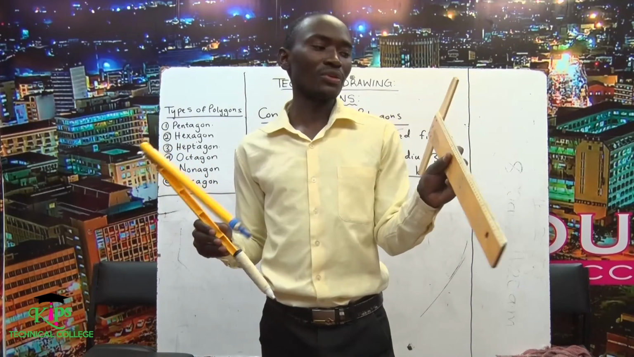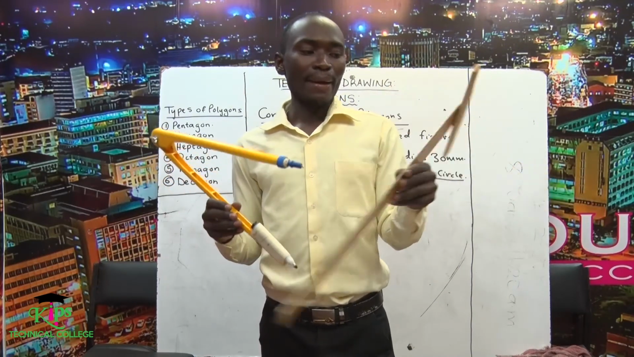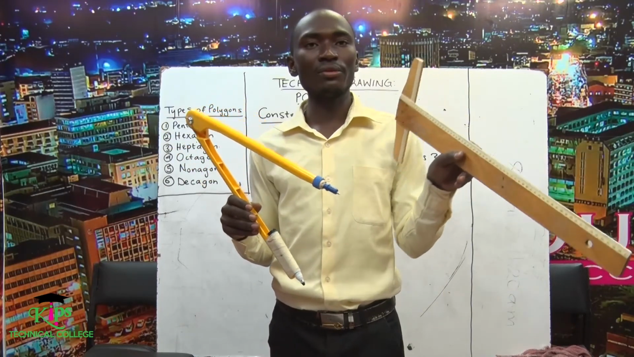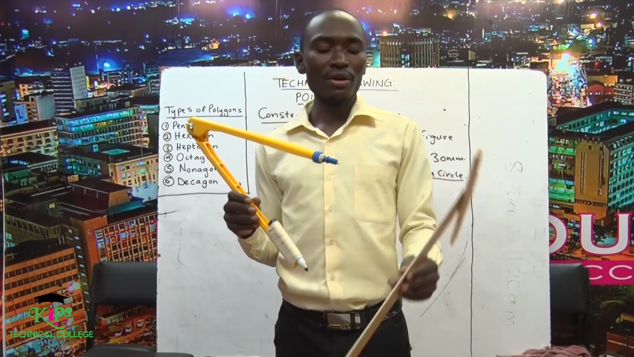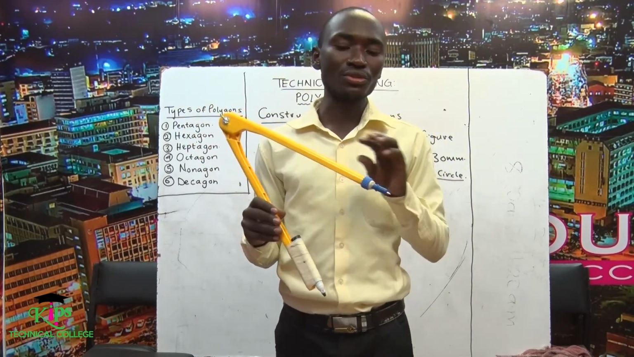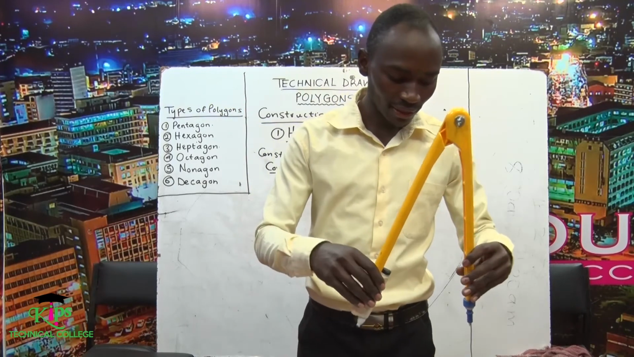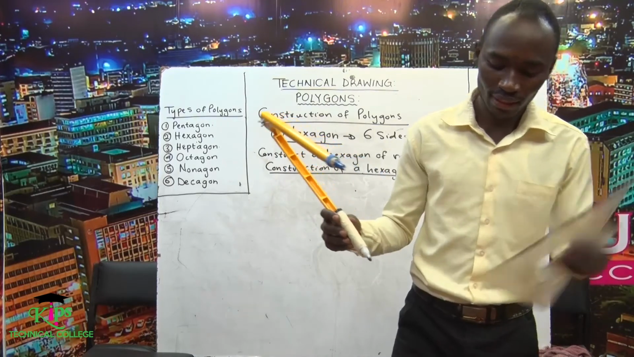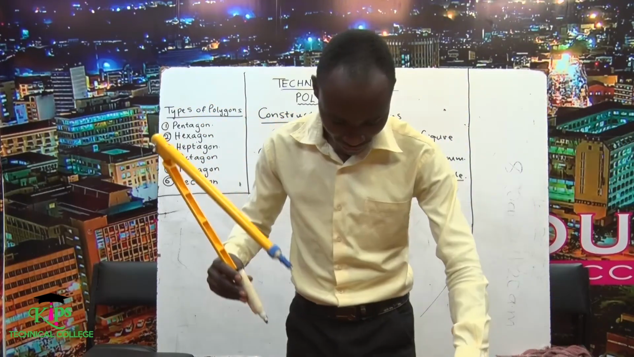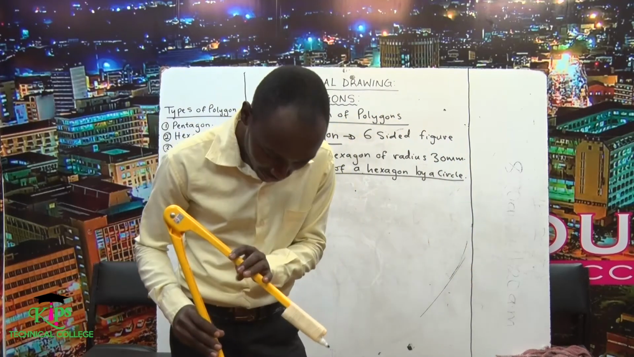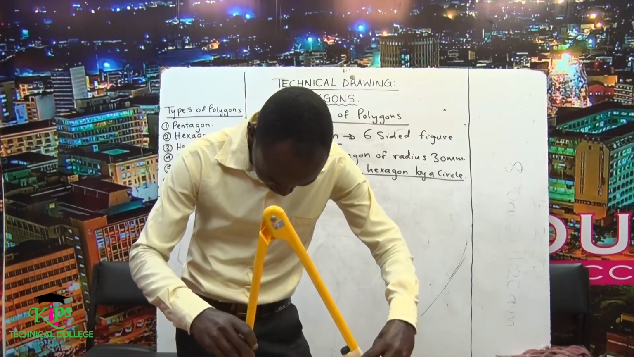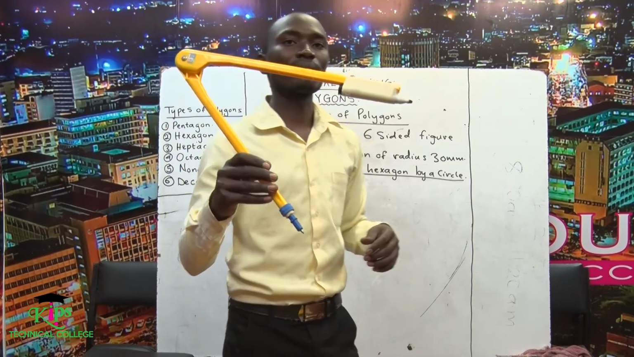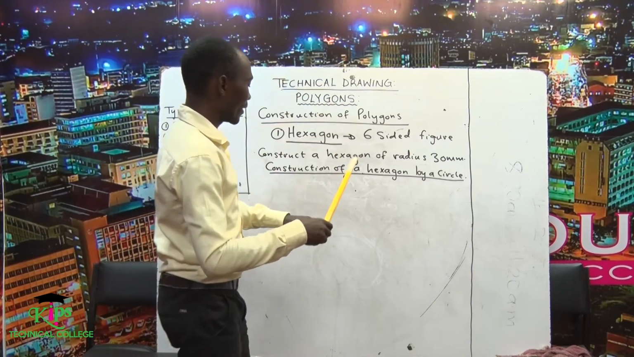And I said your ruler is calibrated in centimeters. So whichever measurements you measure from this ruler, you need to multiply them by 10 to convert them into millimeters. So for instance, let's say this is my 30 millimeters. So I will stand here.